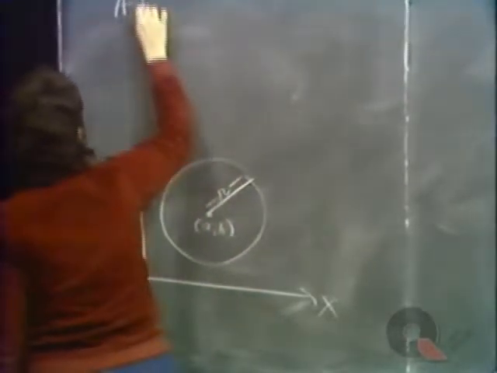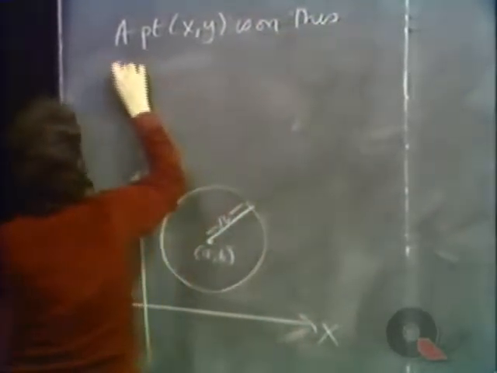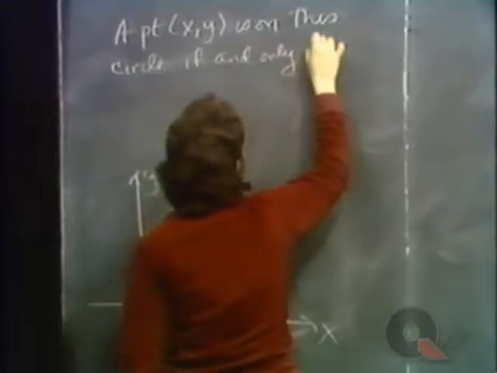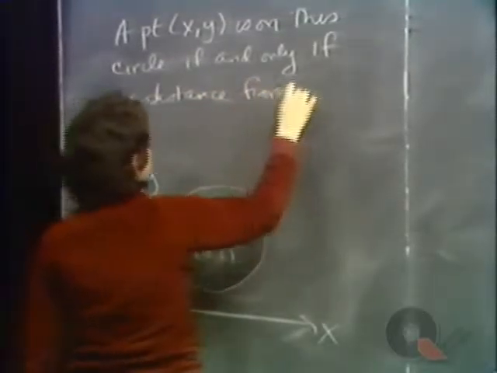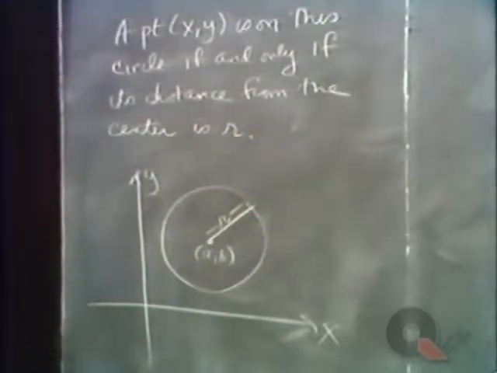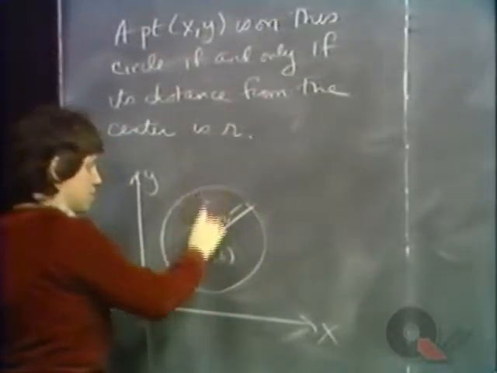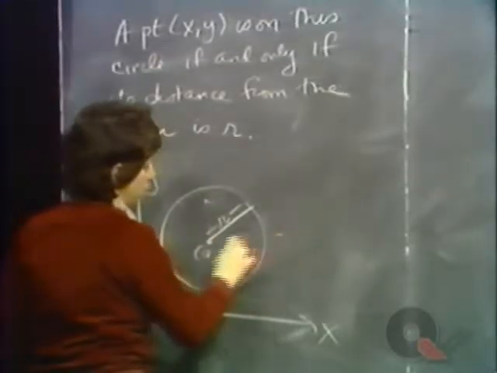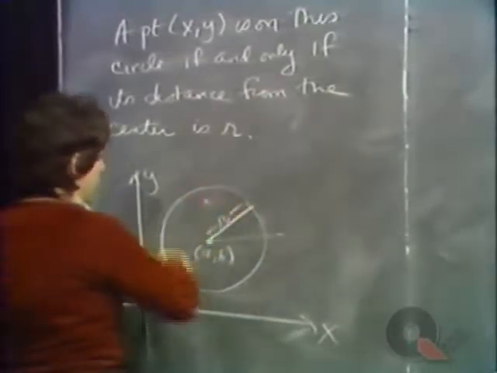And here we could say a point x, comma y is on this circle if and only if its distance from the center is the radius. In other words, if it is closer to the center than the radius, the point would be someplace inside the circle, right? If its distance from the center is less than the radius, it'll be inside the circle. If its distance from the center is more than the radius, it'll be outside the circle. The only way it'll be on the circle is if its distance from the center is exactly equal to the radius.